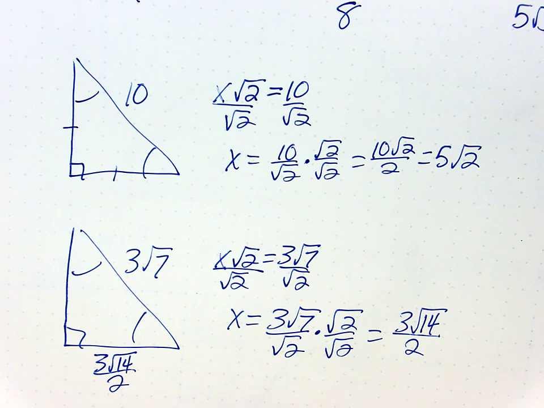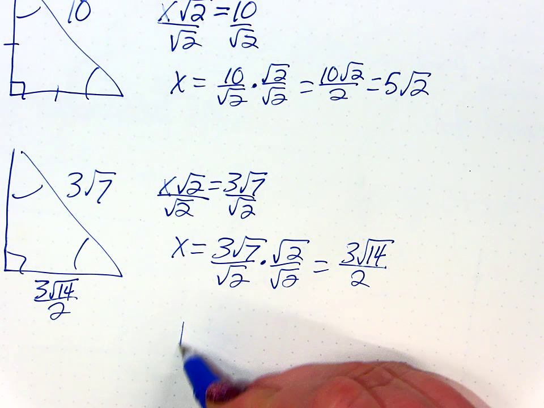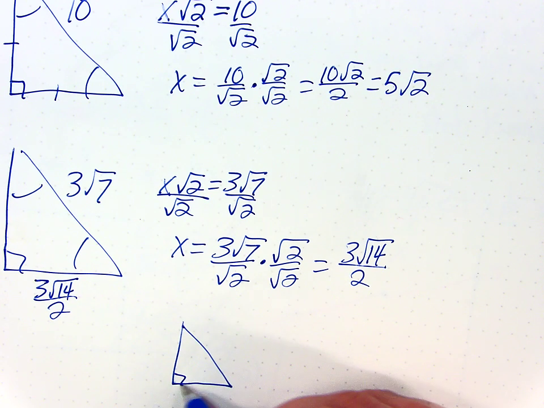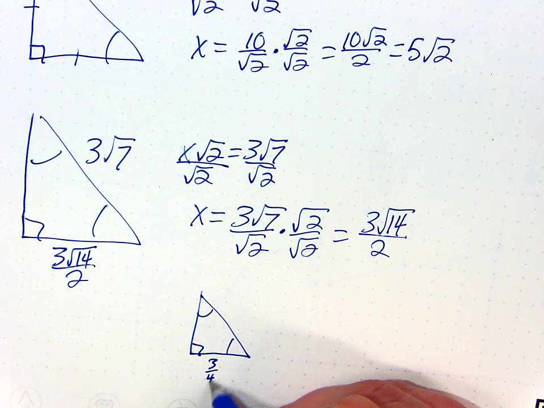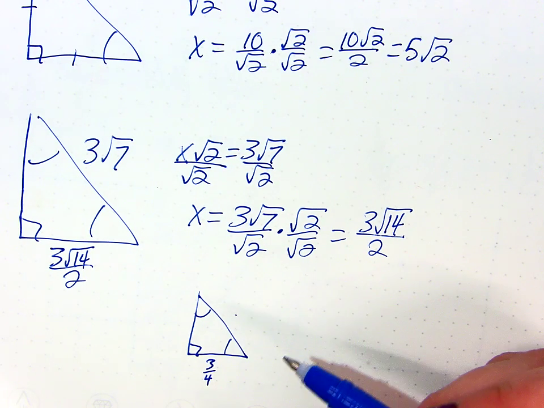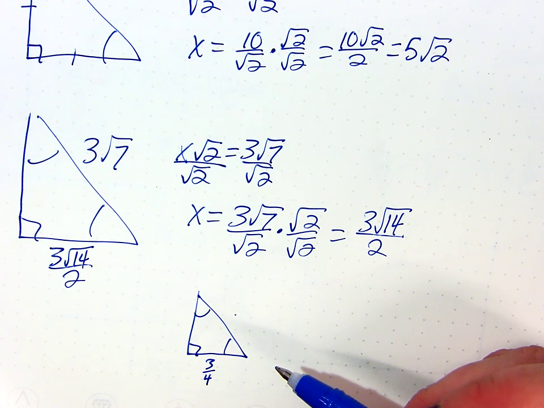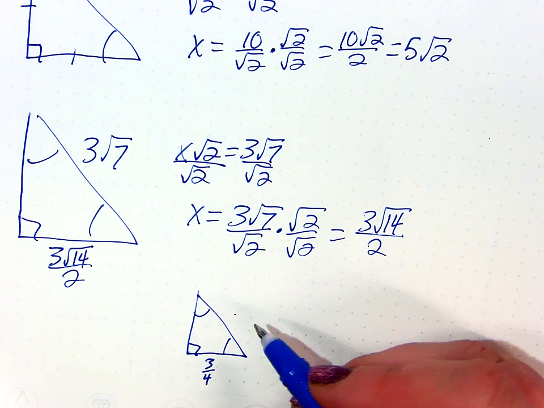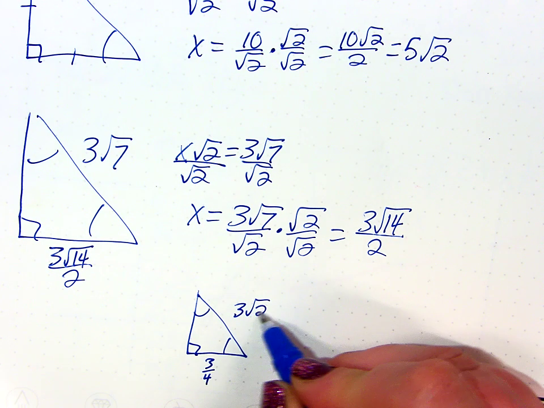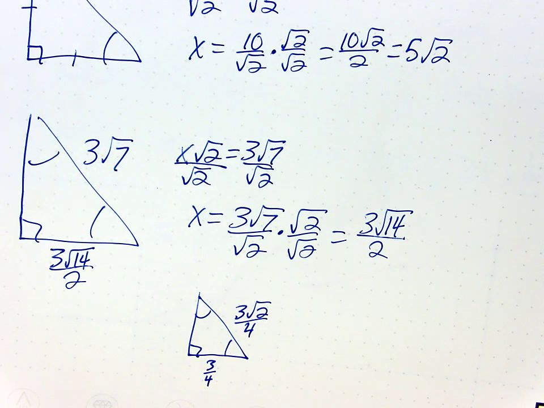Yeah, the only thing I could think is maybe you could start off with a fraction. So what if I told you this was something like 3/4? Even that's not that bad. So what does my hypotenuse have to be? 3/4 times root 2, right? Or 3 root 2 over 4. Not too bad.